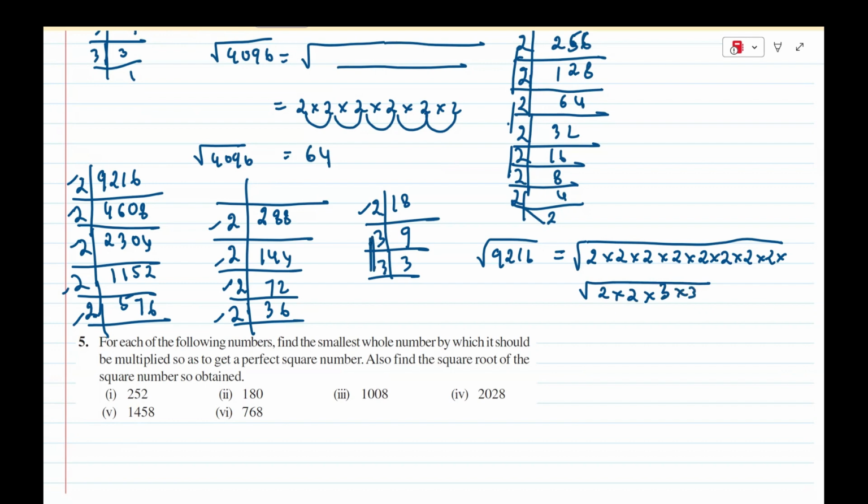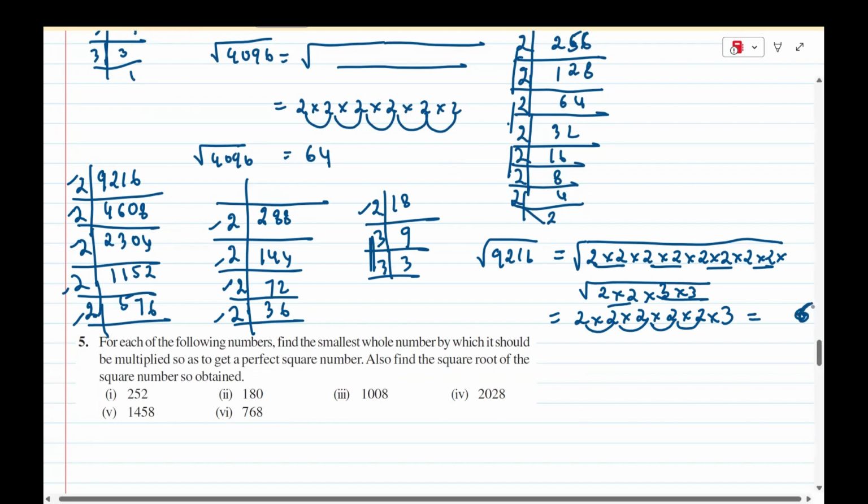So 1 and 2. As we know, we need to make pairs and take 1 out of each. So this is 1, 2, 3, 4, 5, and 1, 2, 3, 4, 5, and last I have 3. So 2 twos are 4, 2 fours are 8, 16, 32, and 32 threes are. It will be how much? 3 twos are 6 and 3 threes are 9. So the square root of 9216 is 96, correct?